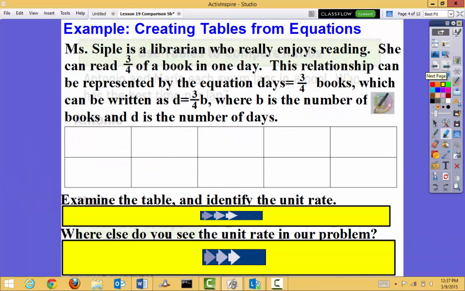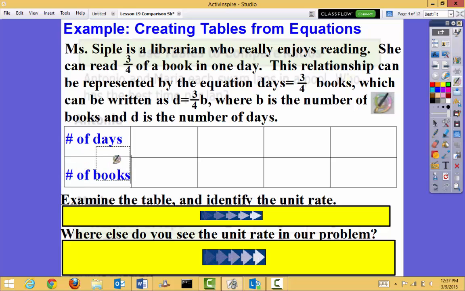Okay, let's look at this one. Ms. Sipley is a librarian who really enjoys reading. She can read 3/4 of a book in one day. The relationship can be represented by the equation days equals 3/4 times B, where B is the number of books and D is the number of days. So I'm going to make a table, because I'm still going from tables to equations, number of days and number of books.